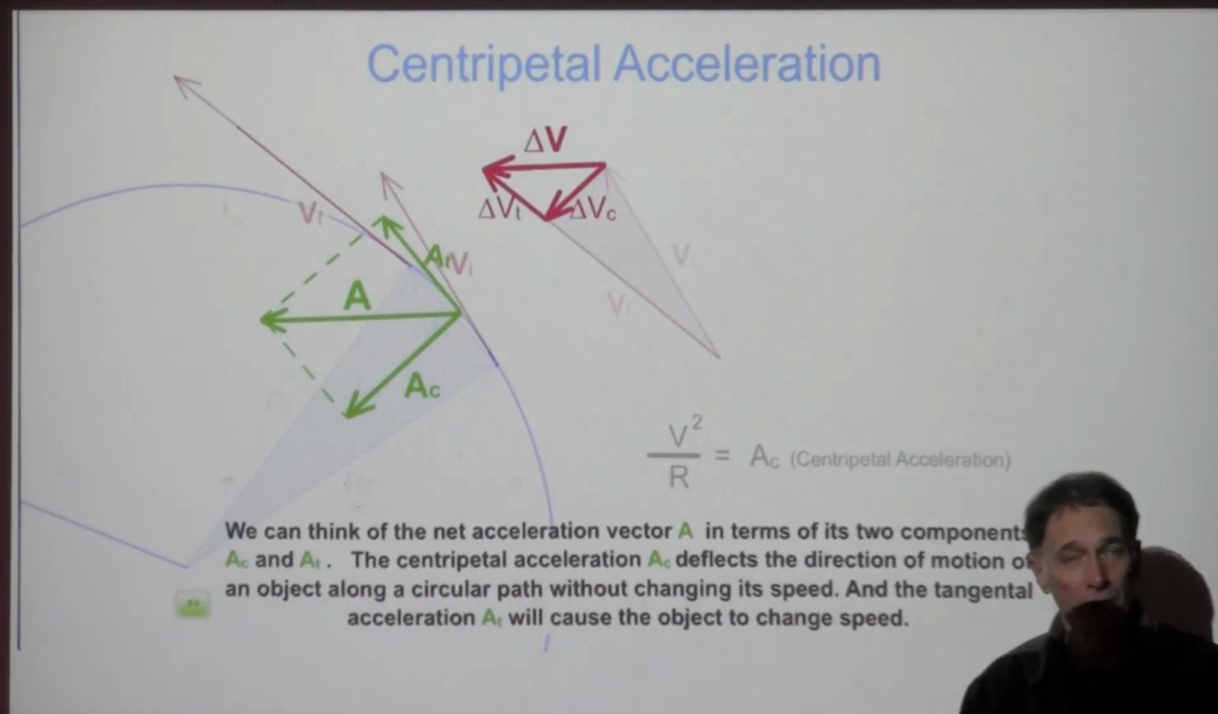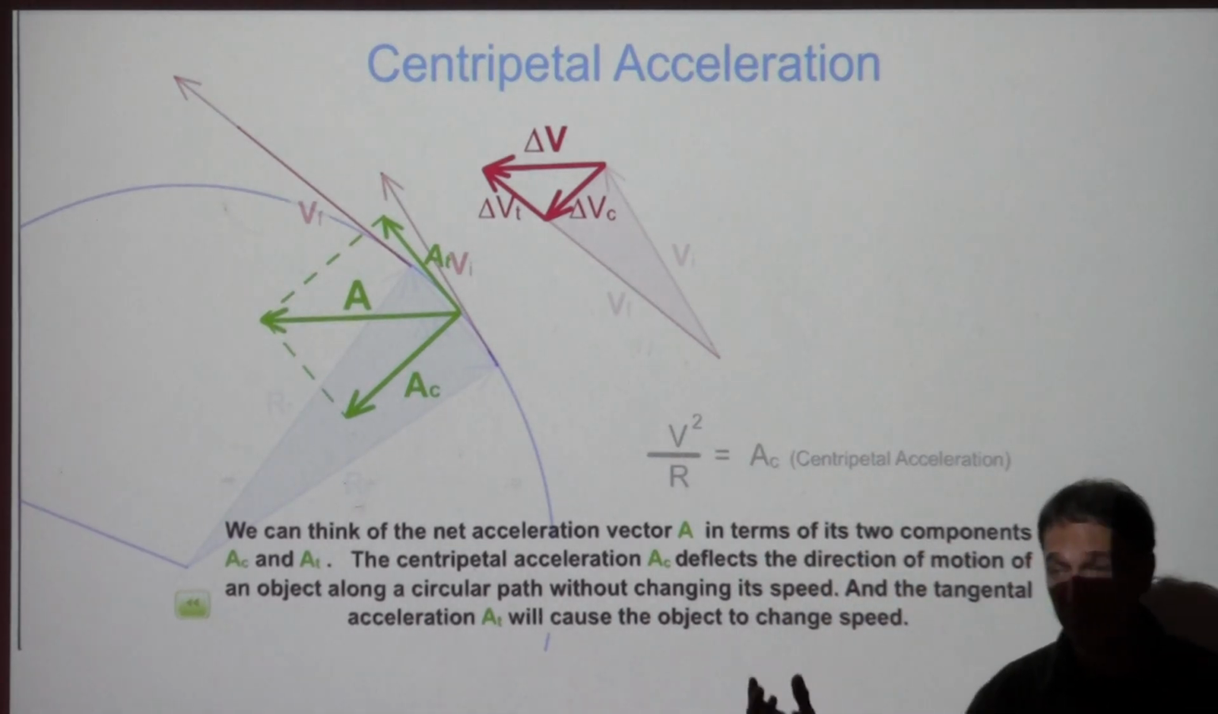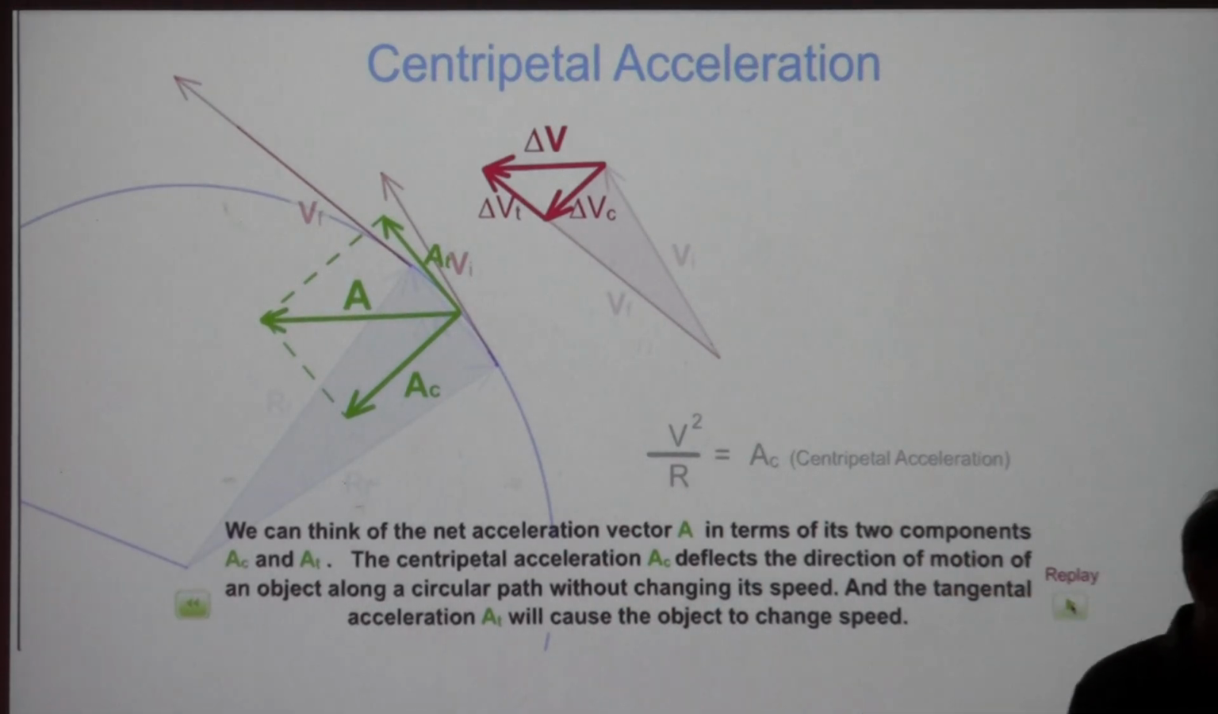That's how we want to handle it as far as vectors. Determine what direction it should point from the physics of the situation, and then just say, oh, and by the way, its magnitude is v squared over r. Okay?